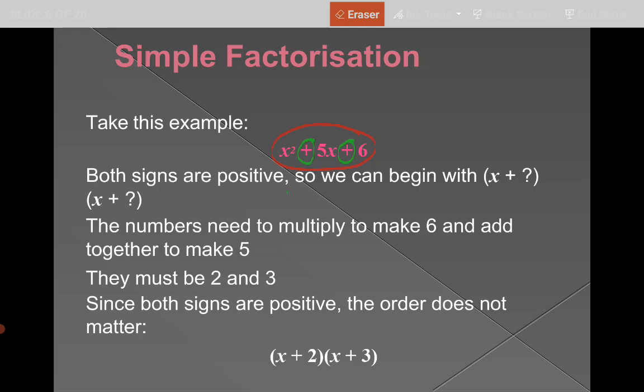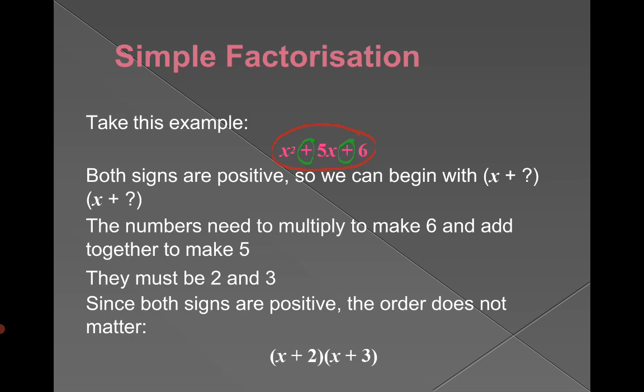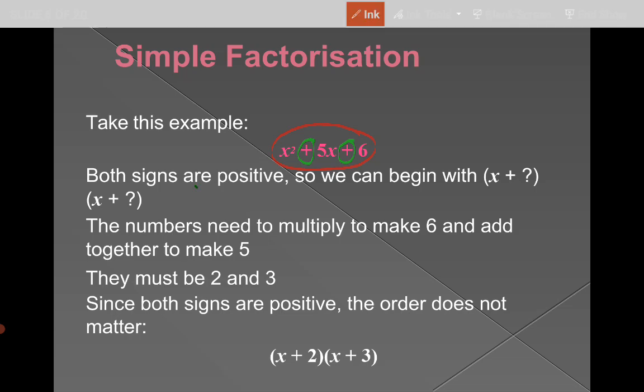So we are going to have our two brackets like this. We have an x here, since it's x squared, and another x over here, but we are not yet sure what terms will come here and what we are going to put over there. So the two numbers we need are two numbers that multiply to make 6. We need two numbers, listen carefully there.